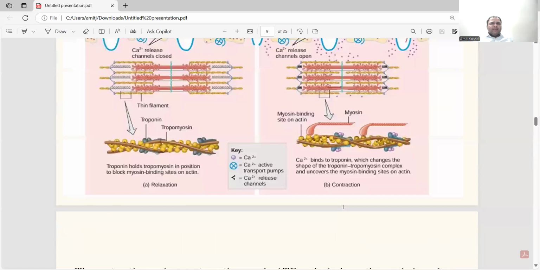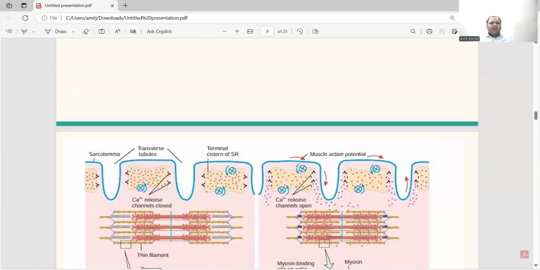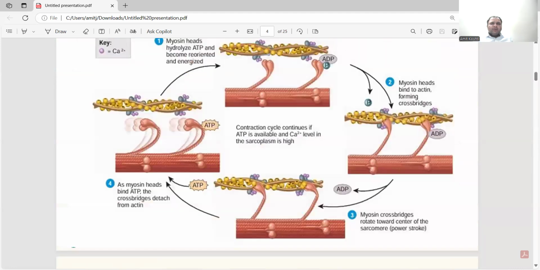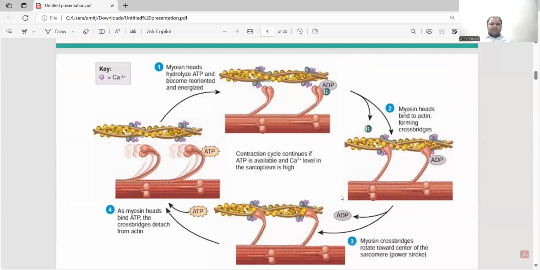It's a very easy topic, but the prerequisite is that you need to have knowledge of the sarcomere. This is the diagram of the entire cycle: step 1 excitation, cross bridge formation, then pulling, and then detachment. So in these four steps the cycle continues. Okay, I hope you have understood.